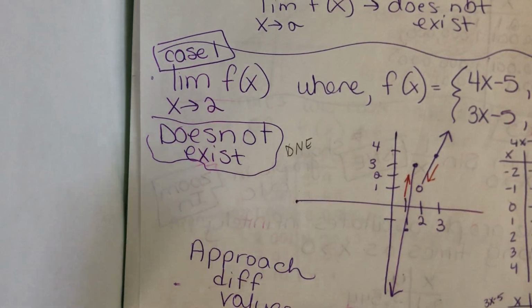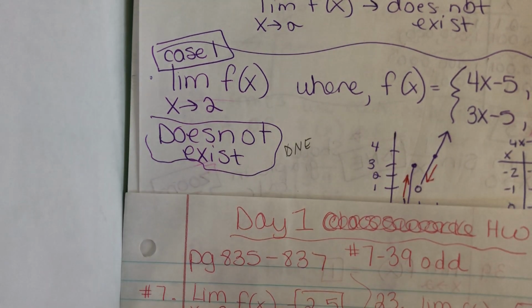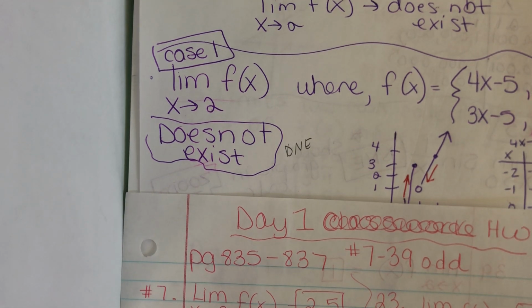So next thing would be your homework assignment for this day. Would be page 835 to 837, 7 through 39 odd. Make sure you're checking the odd answers in the back of the book. We'll have one more lesson this week, and then we'll have 2 lessons next week, one on Monday, one on Wednesday. And then I'll post your test right away after that and just give you a couple days to do it. Have a good night.